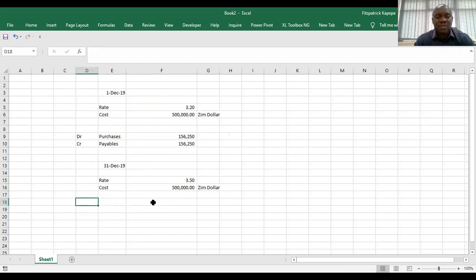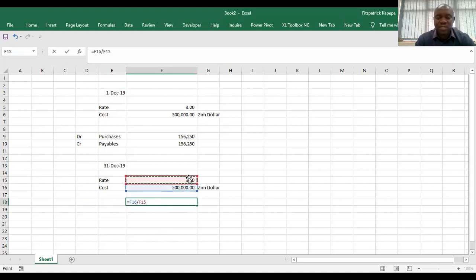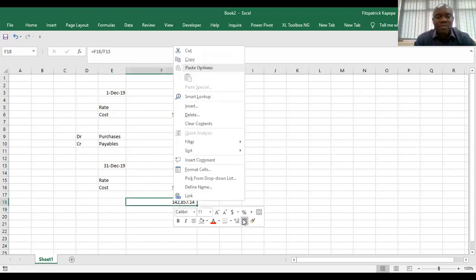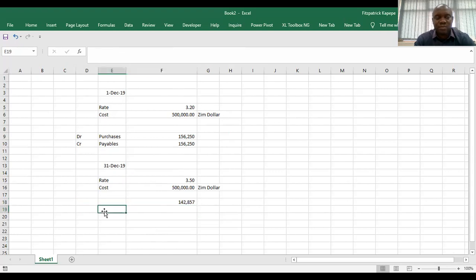So how much are we going to get if we revalue the payables? What we got on the 1st December was 142, meaning that payables will reduce to this level. So what does it mean? We have to debit payables.